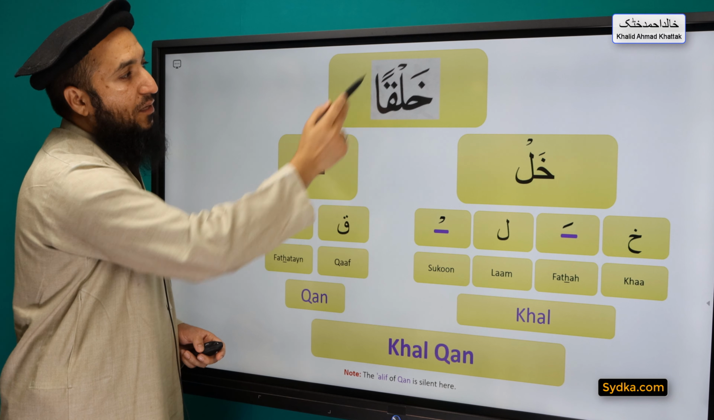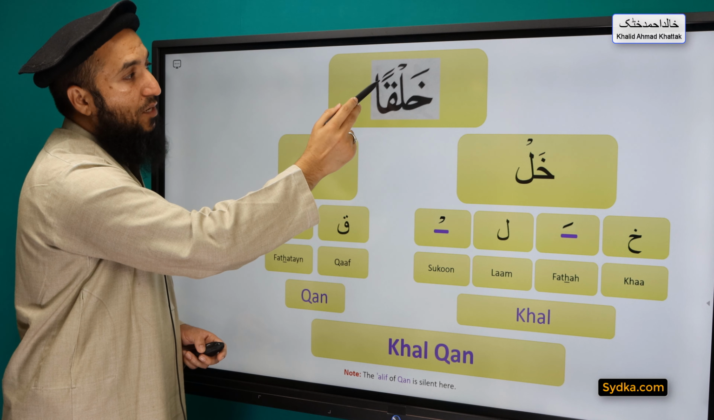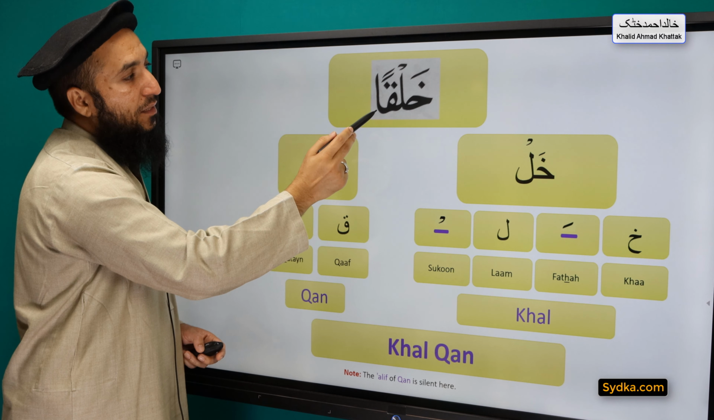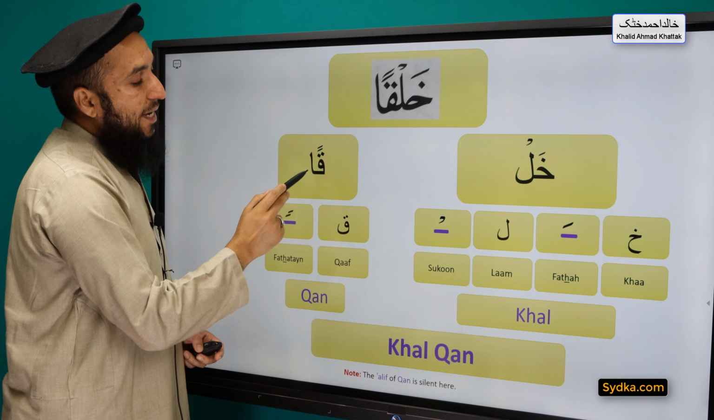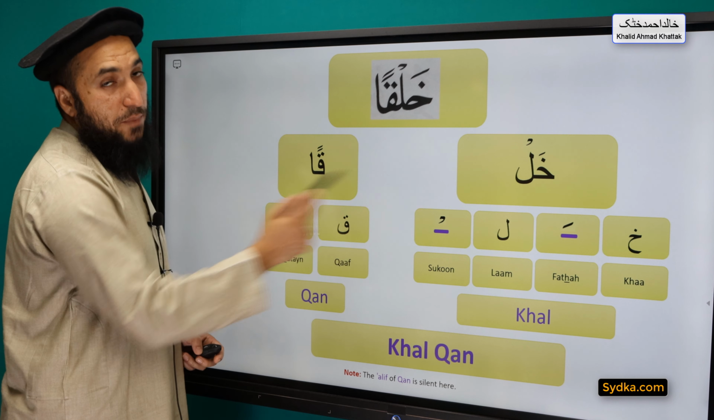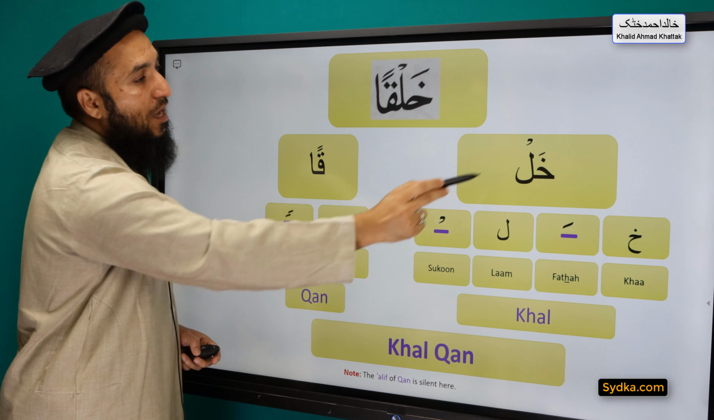The second syllable is qaf fathatain qan. Qaf is a heavy letter, it has fathatain on top of it, and this alif is silent. Qaf fathatain qan. Combining both syllables together, we have khalqan.